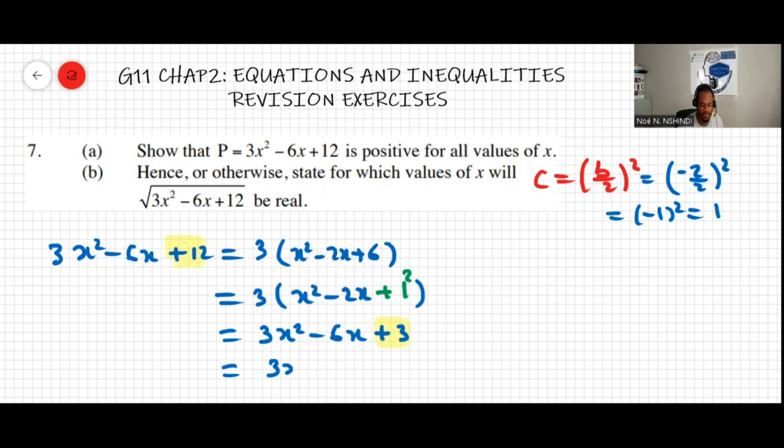3x squared minus, no, I will write 3 open bracket x squared minus 2x plus 1 squared, okay, a close bracket. I know because it was 12, there is 3. To make it 12, I need to add 8 to it. I'm supposed to add 8 to it, okay? So over here, I must add 8 to make my inequality, I mean, my equation the same.